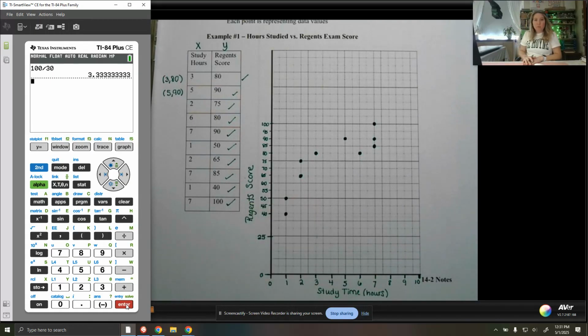Okay. Do not connect these points. Each of these points represents specific data gathering for both of the variables that we are testing. Now, the question is, does it look like there's a relationship between the number of hours studied and the Regents score received?